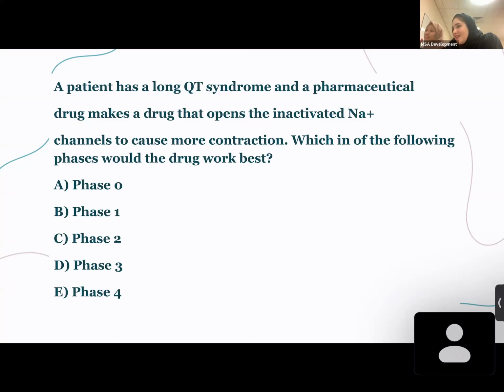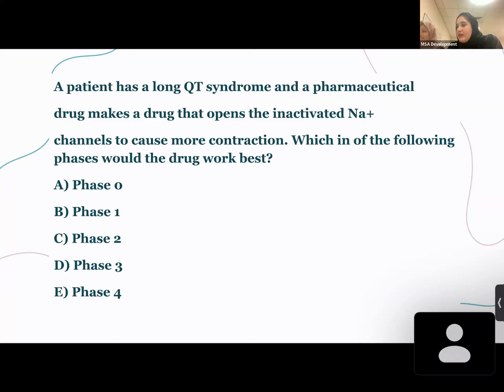Be careful, that's a good idea. Even if phase 0 has only sodium, it says inactivated. That's the word. I want to just check something. So guys, he has long QT syndrome, okay? And what was given is basically a drug that opens the inactivated sodium channels. So if you think of it, okay?